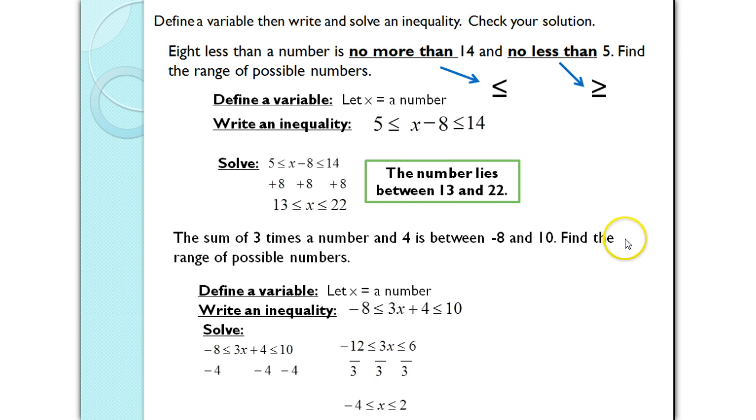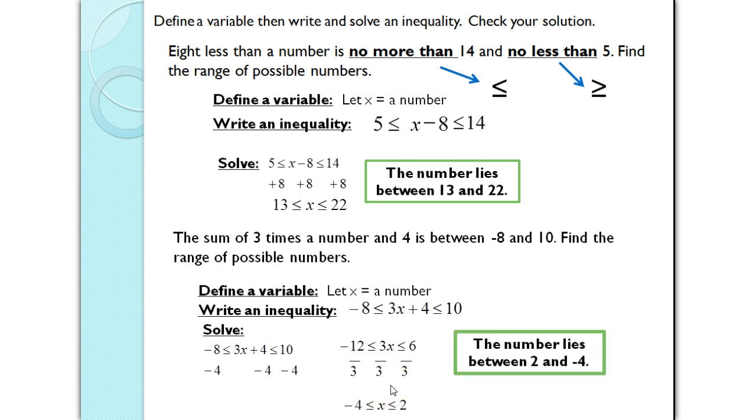So I was trying to find the range of possible numbers. Well, the range of possible numbers will be between 2 and negative 4. So the number will have to be smaller than 2, but bigger than negative 4. So the number lies between 2 and negative 4.